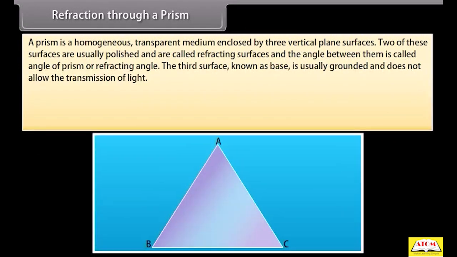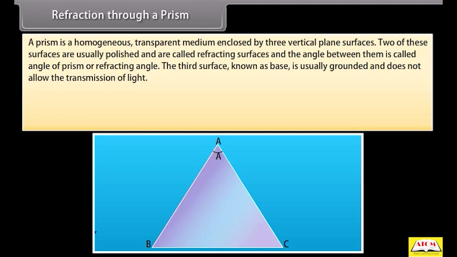Refraction through a prism. A prism is a homogeneous, transparent medium enclosed by three plane surfaces. Two of these surfaces are usually polished and are called refracting surfaces, and the angle between them is called the angle of prism or refracting angle. The third surface, known as the base, is usually grounded and does not allow the transmission of light.